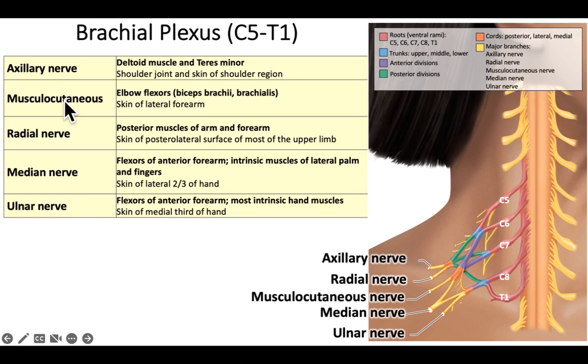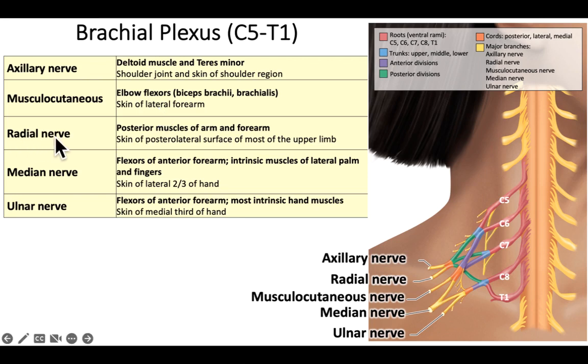Musculocutaneous. So that one is going to control your elbow flexors. And recall your elbow flexors are your biceps brachii and brachialis. What's its sensory? Skin of the lateral forearm. All right, so that's the sensory component.